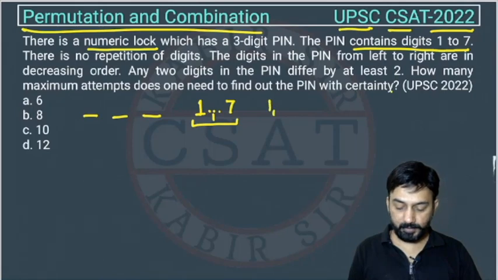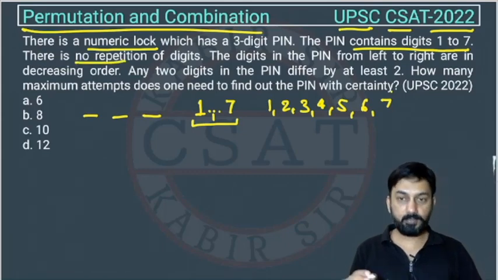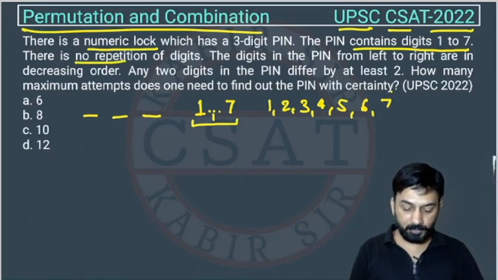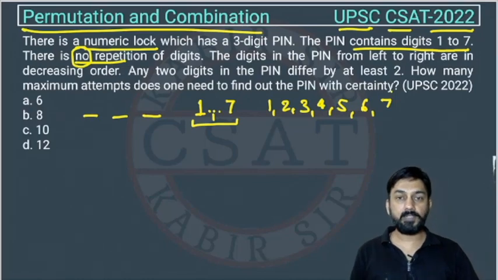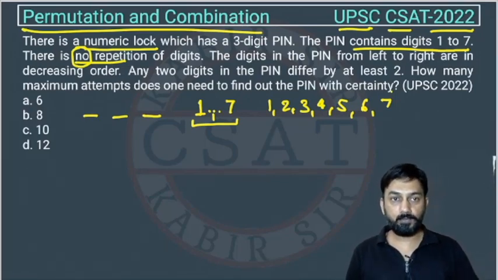So how many digits are there? 1, 2, 3, 4, 5, 6, 7, right? There is no repetition. Now they have given the condition, there are no repetitions of digits. So the password cannot be 444, 333 or 443, because in this we have repetition of digits.